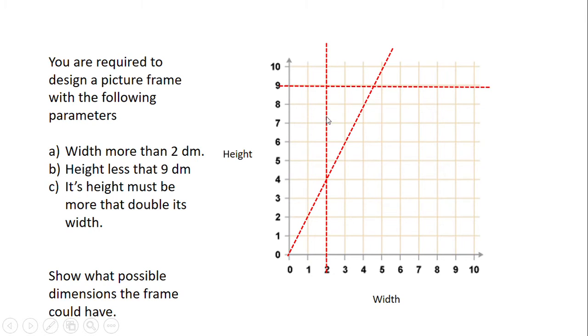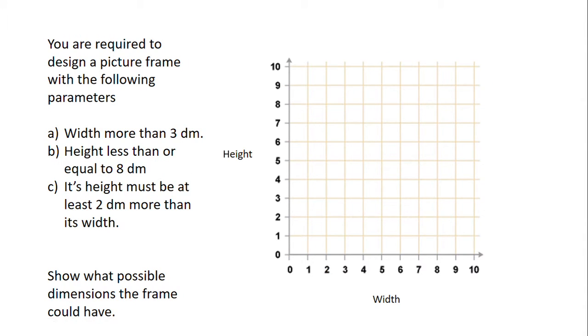So we wanted a width of more than 2, which is this over here. We wanted a height that was less than 9, which was below this horizontal line over here. But we wanted a height more than double its width. So anywhere above this line, the height is more than double its width. And what we'll find is the region we want that satisfies all of our parameters is this region over here. Let's take this point as an example. The width is 3, so it's more than 2. The height is less than 9 because the height is 8 over here. Its height is more than double its width. Its height is 8, its width is 3, so the height is more than double its width, and anywhere in this region here fits all three of the parameters that we want.